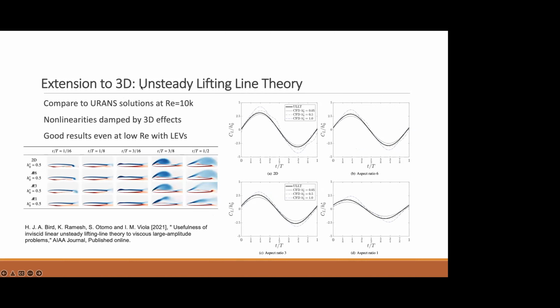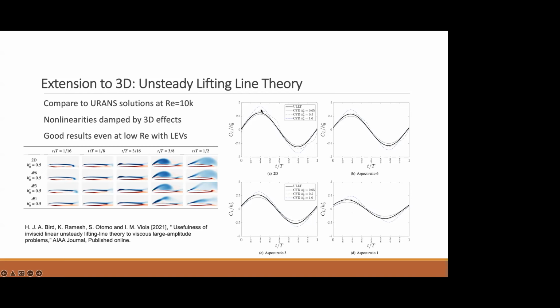So we've previously been looking at Euler CFD results or inviscid results. Now let's look at some URANS solutions at Reynolds number 10,000 for cases that also have some nonlinearities, like leading edge vortex shedding. Here, we are looking at a 2D case, aspect ratio 6, aspect ratio 3, and aspect ratio 1. So let's see how this ULLT does for different aspect ratios.